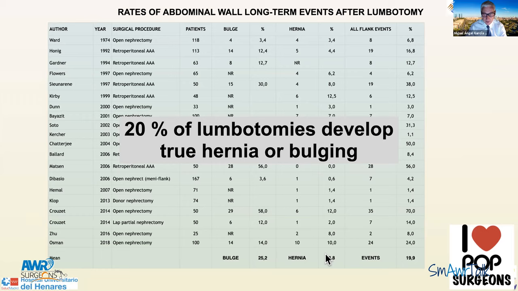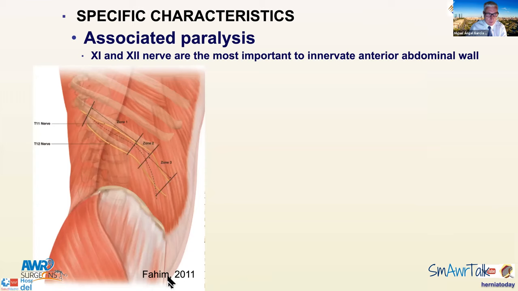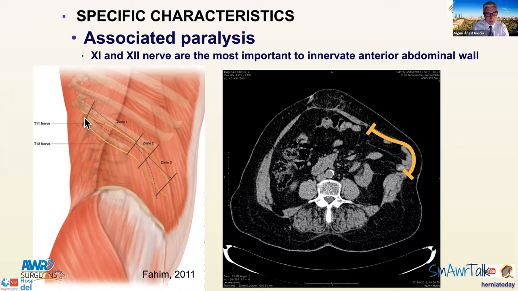I belong to a group of surgeons working on prevention, and we call it POP surgeons, the promise of prevention or something like that. But you have to take care, because the bulging could be very high after a lumbotomy. The anatomical reason is quite simple. It has been described in anatomy that the T11 and T12 nerves run under the ribs, and they are the main trunks that innervate the rectus abdominis muscle. So any injury to these nerves, apart from weakening the lateral abdominal wall muscles, is going to be associated with weakness or atrophy of the ipsilateral rectus abdominis muscle.